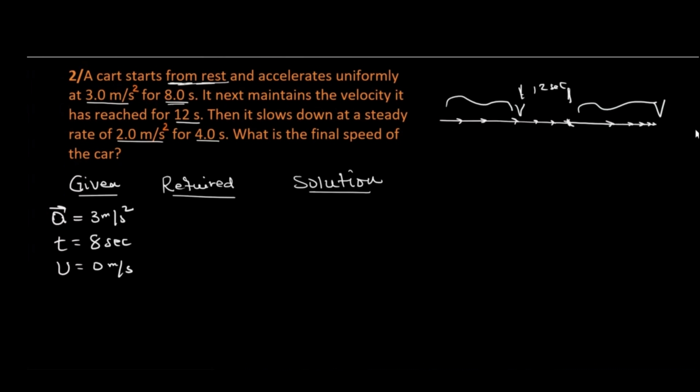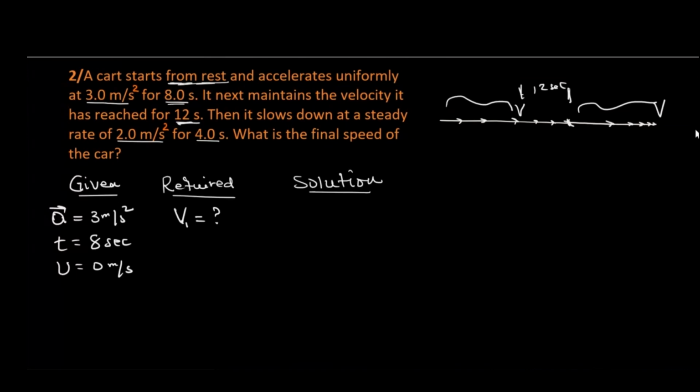Then it reaches some velocity, and maintains that velocity for 12 seconds. This 12 seconds is not really doing anything in this problem; it is just additional information. So let's find the first part first. Let's call it V1, the final velocity of the first trip. This is the question mark.